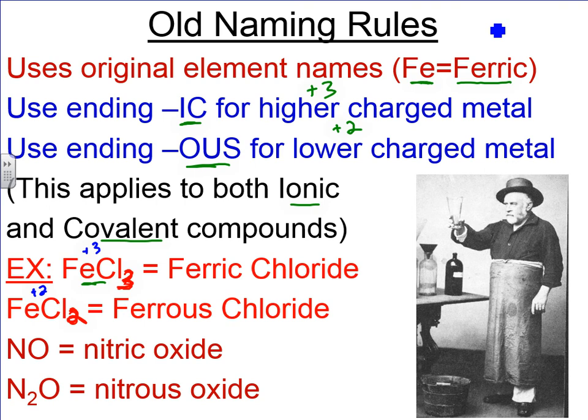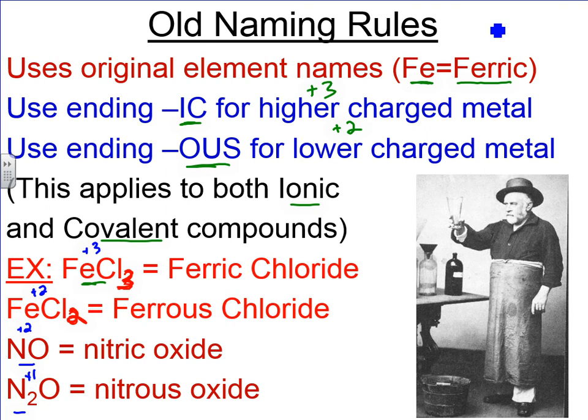And here are a few examples of covalent compounds: nitric oxide and nitrous oxide. Now the reason you know that nitric oxide has a higher charge on the nitrogen is because you have one oxygen with it, so this must be a +2, whereas you have two nitrogens here, so this must be a +1. So that's how you know the first one is ic, the second one is os.